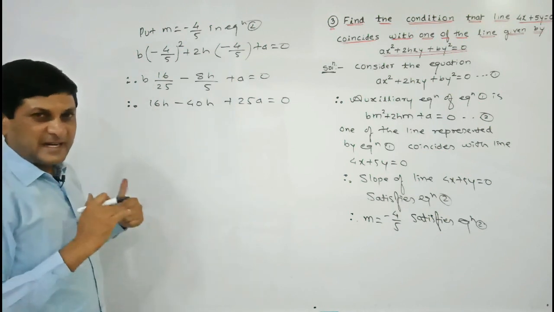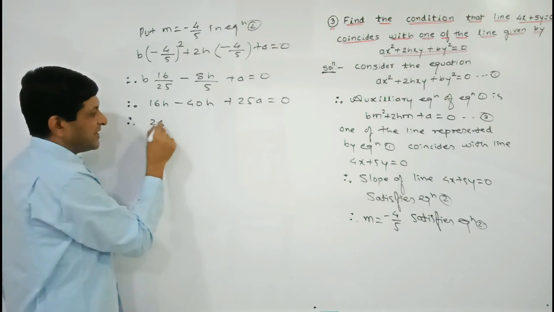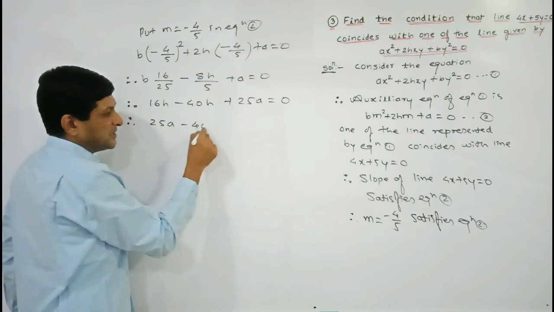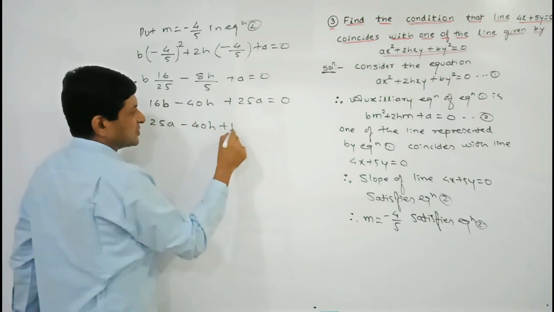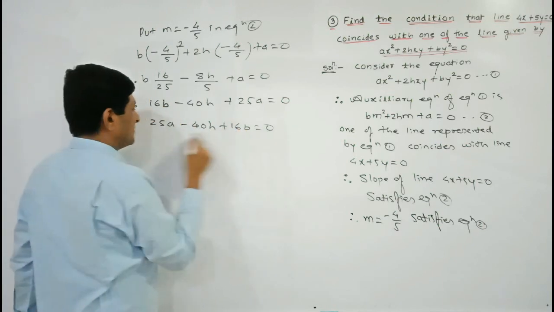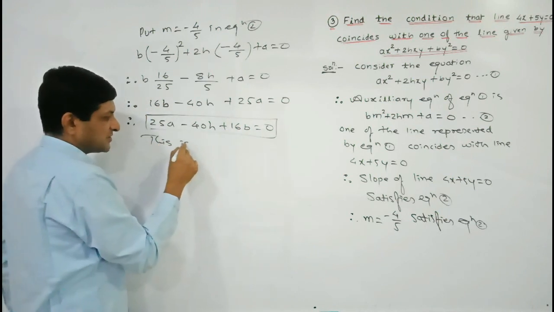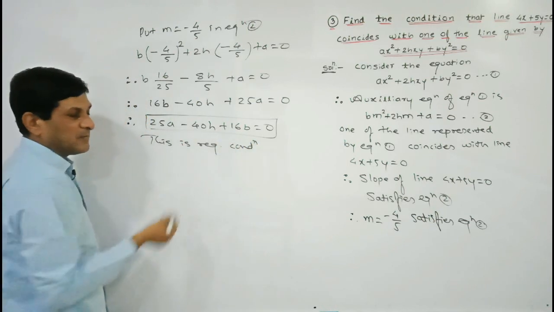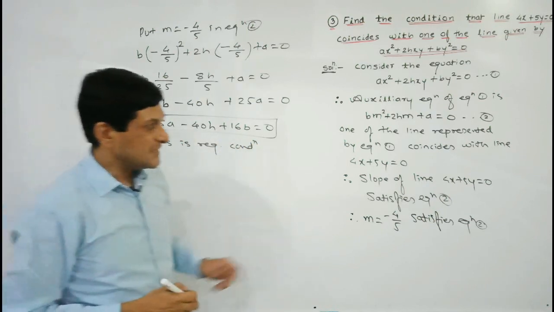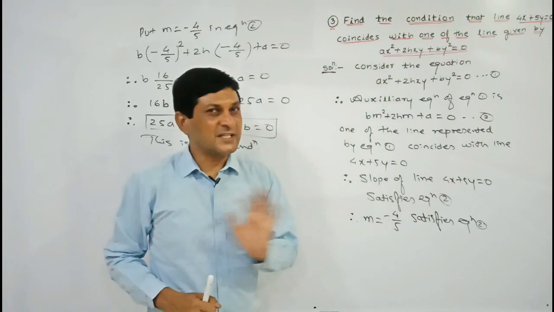Now this is our required condition, but first write down the term of a, that is 25a, then write down the term of h as it is, then write down the term of b. Sorry, here b is there, plus 16b is equal to 0, and we can say that this is our required condition. In this way we have got the required condition using the condition that this line is one of the lines represented by this homogeneous equation.